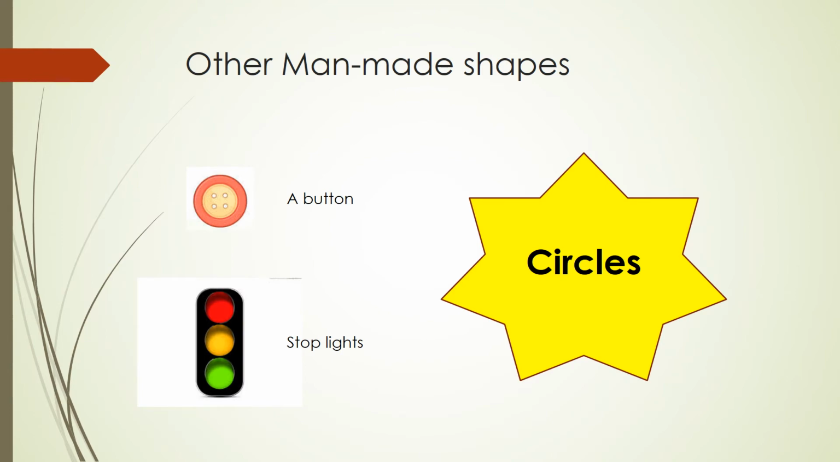There are other man-made shapes around us. Take a close-up look at the buttons on your shirt. Do you see a circular button? Very good. I want you to now turn your attention to the traffic lights. Have you ever been somewhere or even stopped at the traffic lights? Do they look like circles? Sure they do. If you have, very good. These are other man-made shapes.